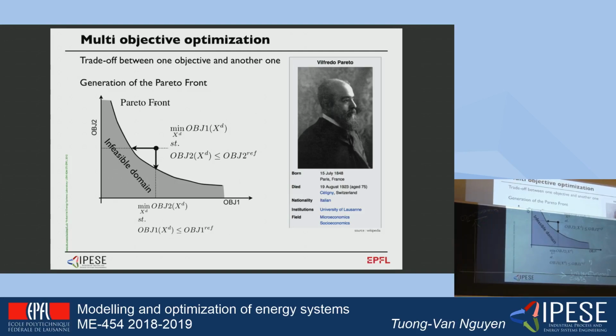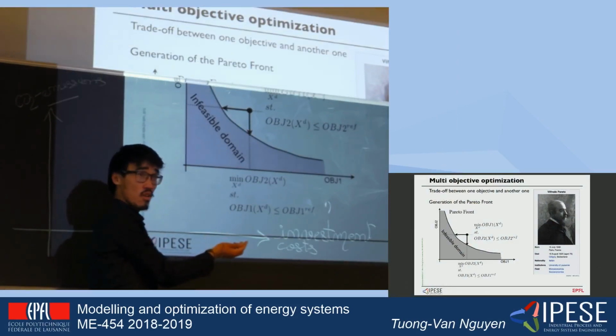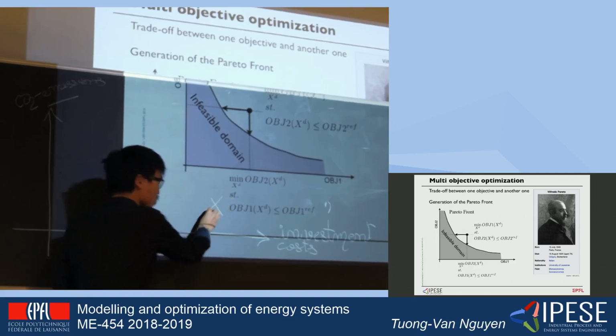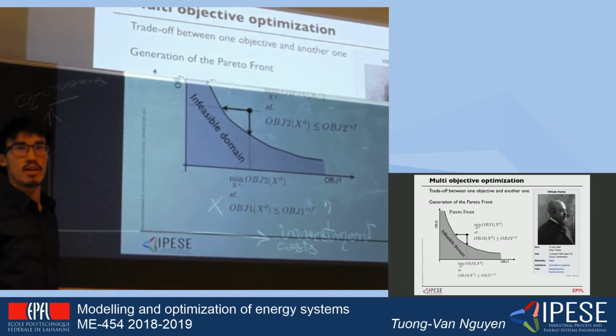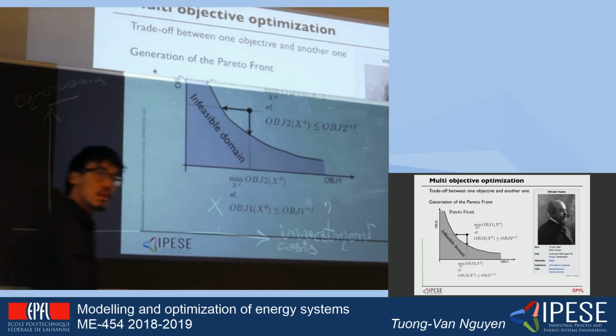In order to explain that a little bit better, if you take the case of wind energy, for example, you may have quite high investment costs, but you have quite low CO2 emissions. So let's say that you will be somewhere there. If you minimize the CO2 emissions, you will be somewhere there. You will have high investment costs, but you will have no CO2 emissions.